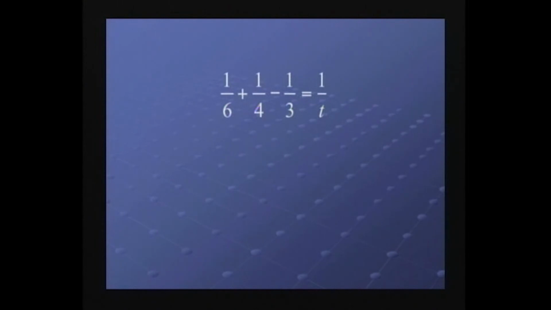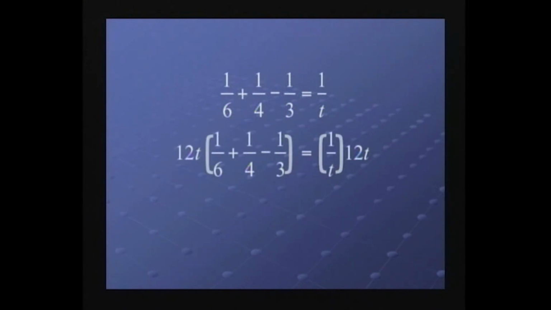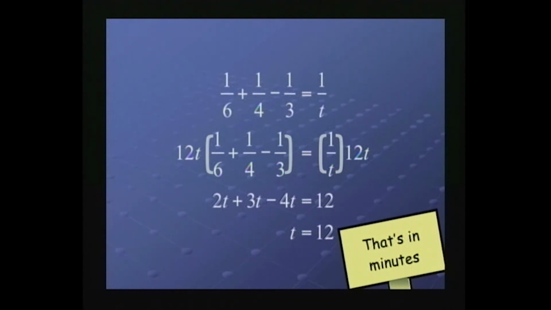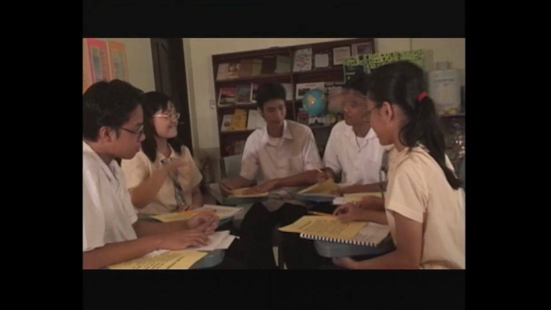Let's solve for T. Let's see. We can multiply both sides by 12T. That will leave us with this. Simplifying further, we end up with T is equal to 12 minutes. That's exactly what we got when we drew the tank.